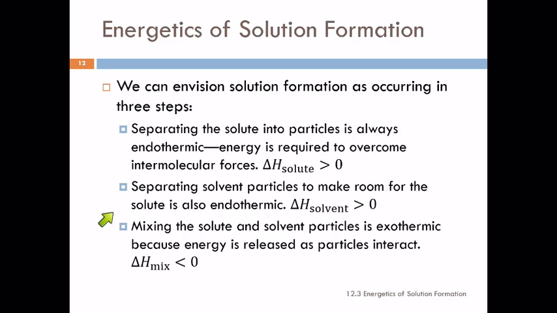We also have to separate the solvent particles to make room for the solute. That's also endothermic, so that's going to be a positive number. And then mixing the solute and the solvent particles together will be exothermic because energy is going to be released as the particles interact. So that's called delta H mixing. So we're separating the solute particles, and we're separating the solvent particles, and now we're letting them interact with each other. So this is going to be negative. Any questions yet?